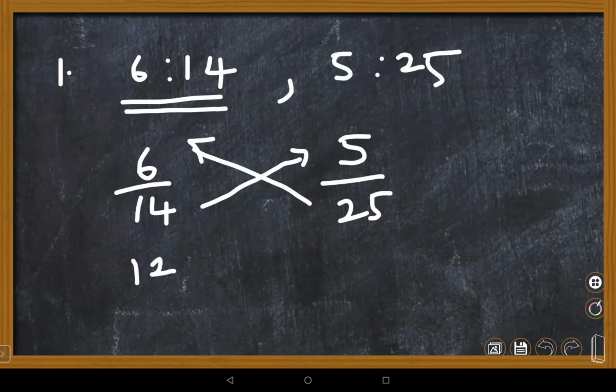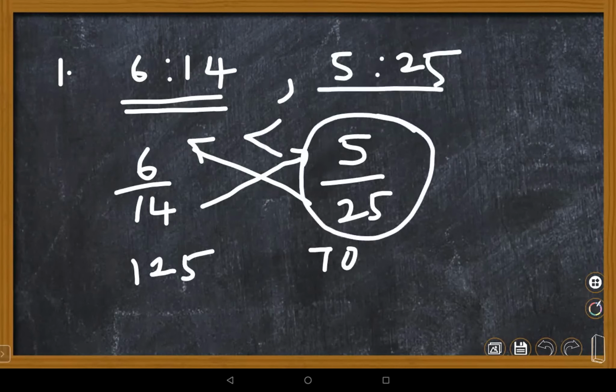125. 14 5s are how much? 70. So which is greater here? 125. Yeah, like that you can compare. Children, this bit will definitely be in the examinations, 1 or 2 bits. I'm continuously checking. You just have to arrange in ascending order or descending order, like that.